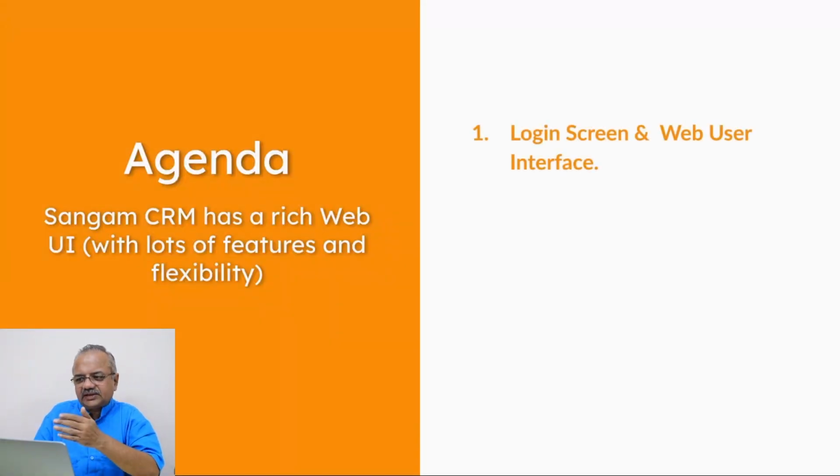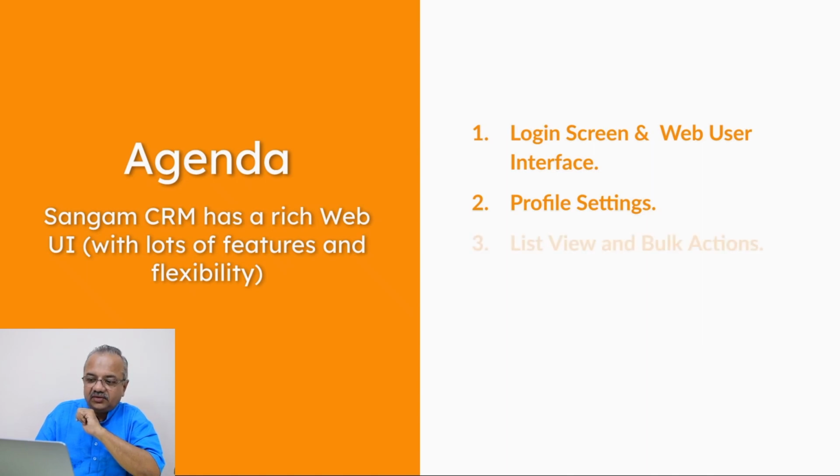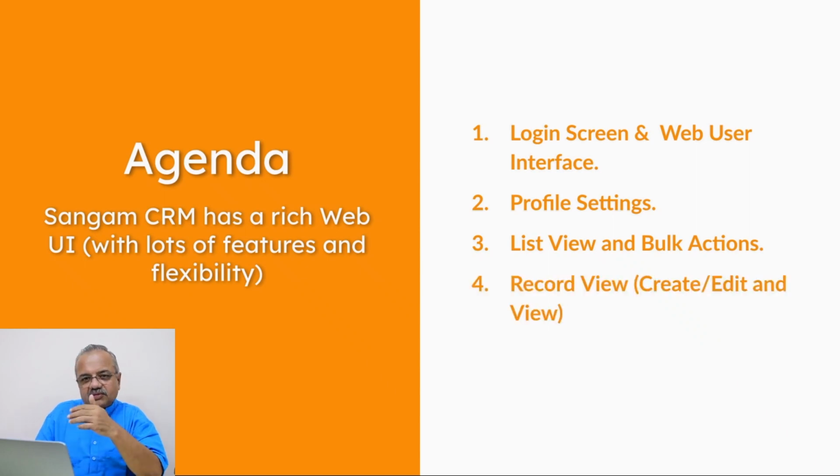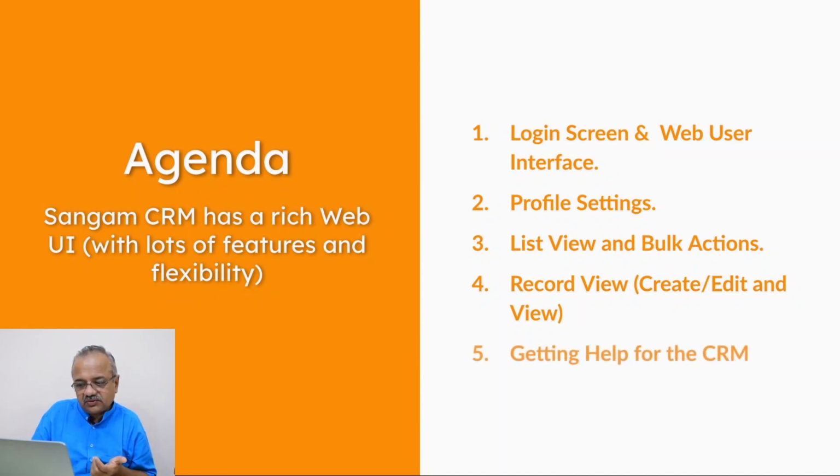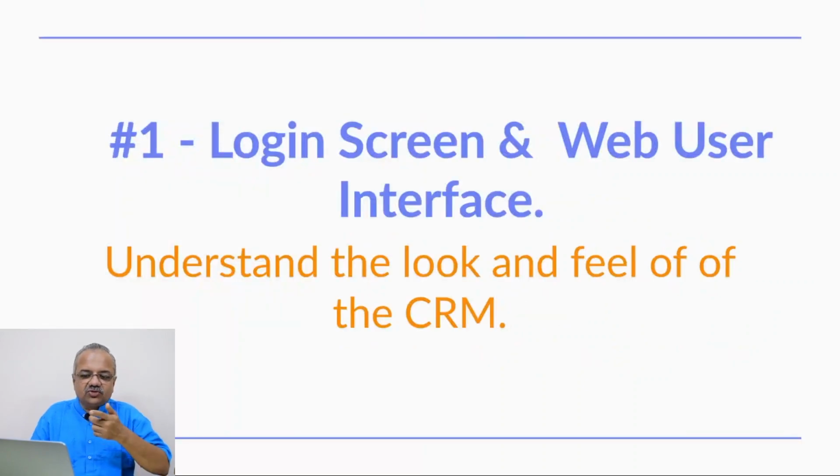So, first, we will see the login screen and web user interface. We will also see what is profile settings and what all is covered in that. List view and bulk actions also will be discussed. Then there will be record view, means when you want to create, edit, or just view it, you will see what options are there. And the most important part, if you need any help from the CRM, how will you get the help? Chalo, let's start.